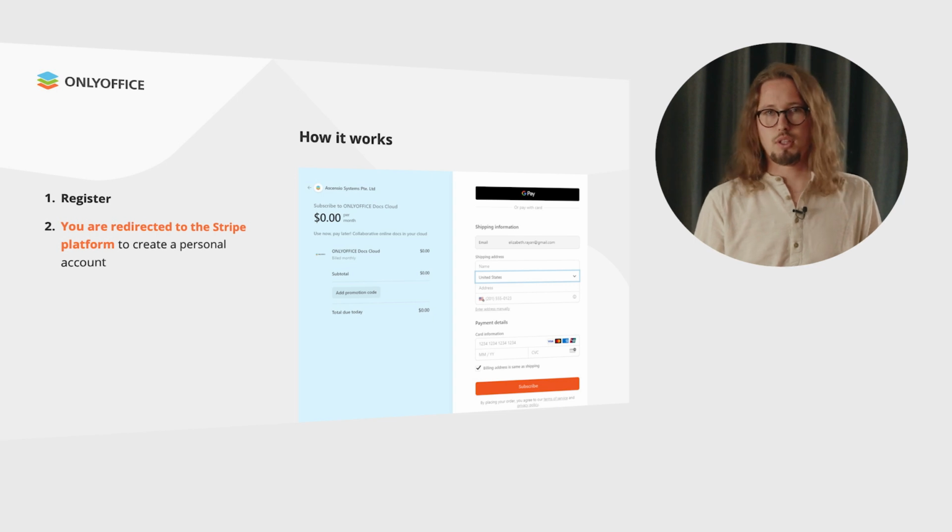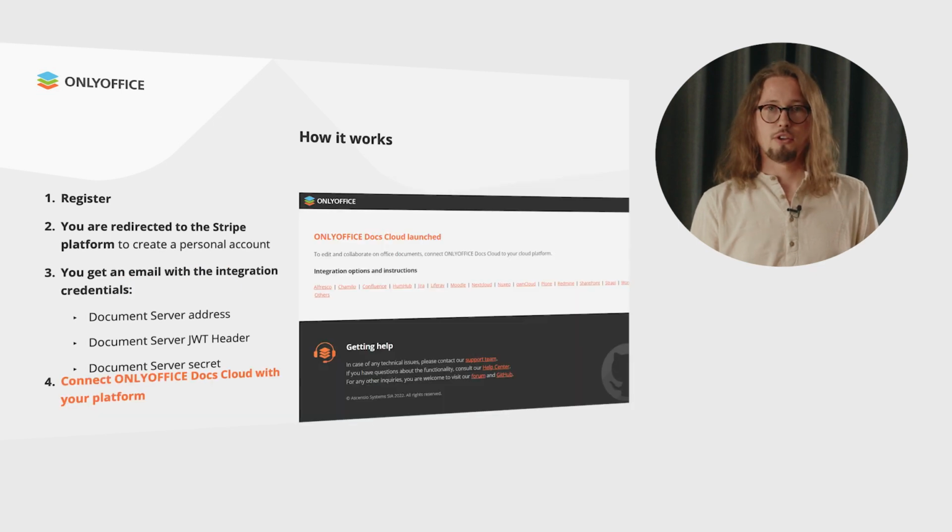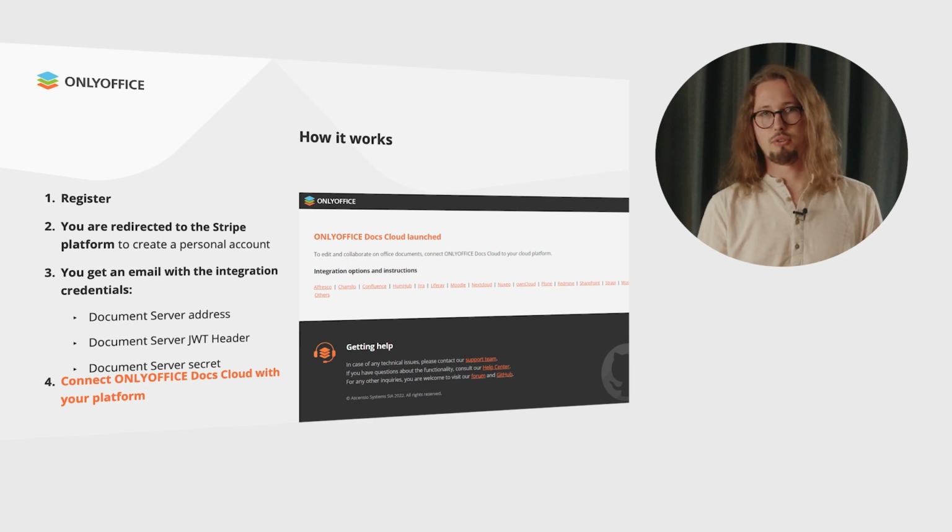The amount of your fee will depend on the number of unique users who have used the editors within that period. After you complete this step, you will receive an email with the details that are required to connect your platform to ONLYOFFICE Docs, which is indicated as ONLYOFFICE Document Server, and namely its address, JWT Secret, and header. To make sure that the service is successfully launched, you can enter the Document Server address in your browser address bar. To start using ONLYOFFICE Docs Cloud, you need to integrate it with your platform.